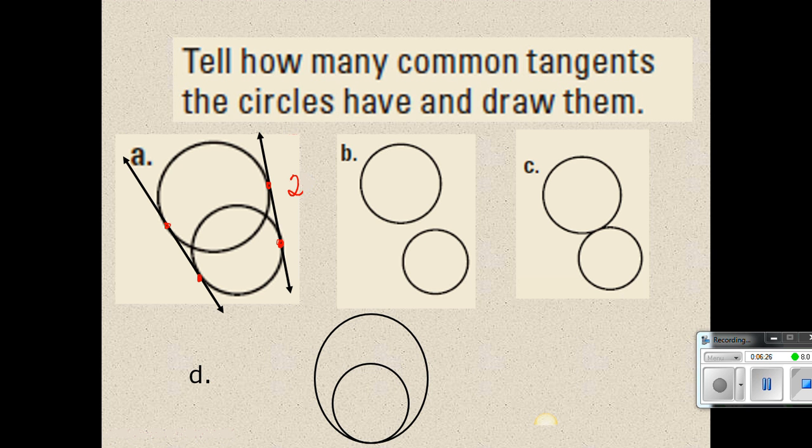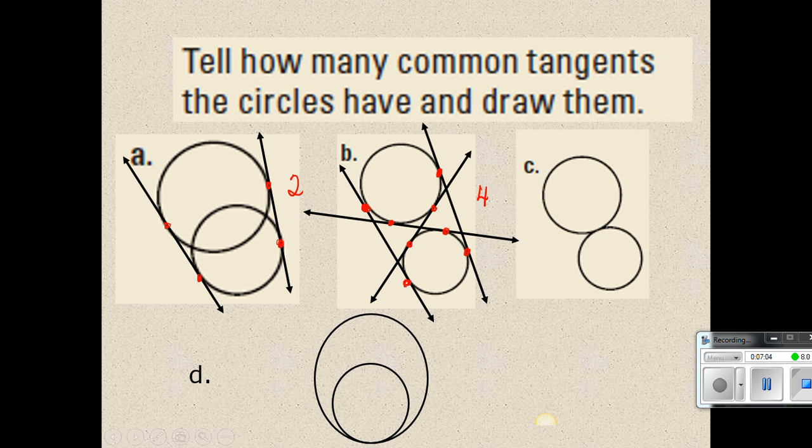How many common tangents could I draw in figure B? Well, I could draw one there, and it would touch the circle there and the smaller one there. Oh, there's another one. It would touch there on the larger and there on the smaller. I could probably also put two different common tangents in between, because each tangent will touch the larger circle here and the smaller circle here. So this one would have four common tangents.